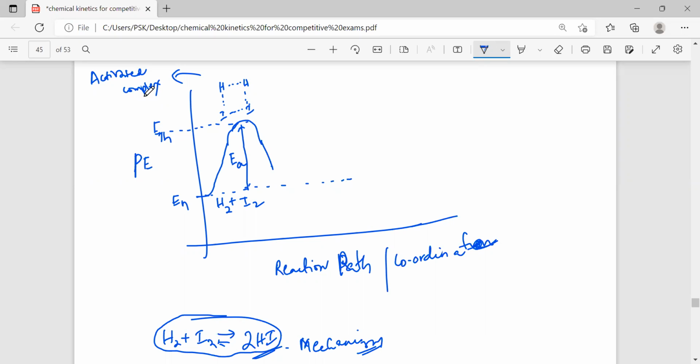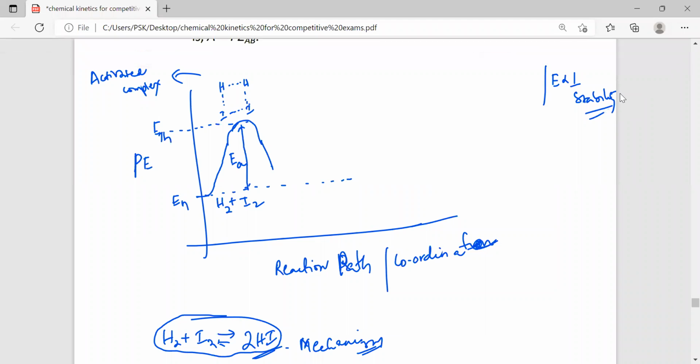So an intermediate compound, or an activated complex, is formed. This activated complex has very high energy. How is energy related to stability? Energy is inversely proportional to stability. It means the greater the energy, the more highly unstable the molecule is. Since this activated complex has high energy, it decomposes to form the products. The product is 2HI.